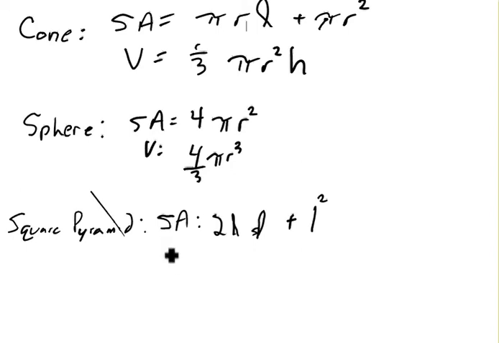The volume of a square pyramid is 1/3 the base. That's this part over here. That's the base, side times side, times the height. That's from the center of the pyramid to the top. That's how you get the volume. So volume's easy. This is length. This is slant height.